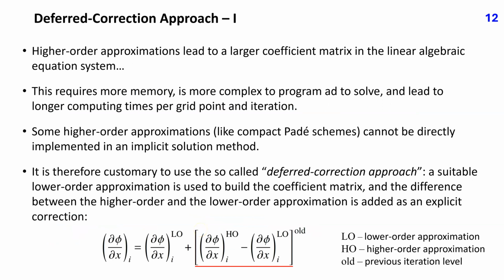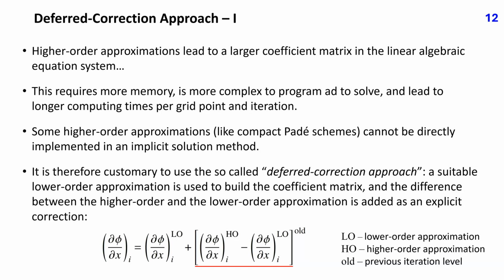Higher order approximations lead to a larger coefficient matrix in the linear algebraic equation system if variable values from all grid nodes participating in approximations of derivatives are treated as unknowns. This requires more memory, the programming is more complex, and solving the algebraic equation systems requires more complex solvers and longer computing times per grid point and iteration.